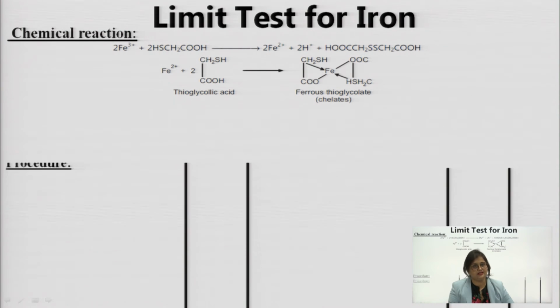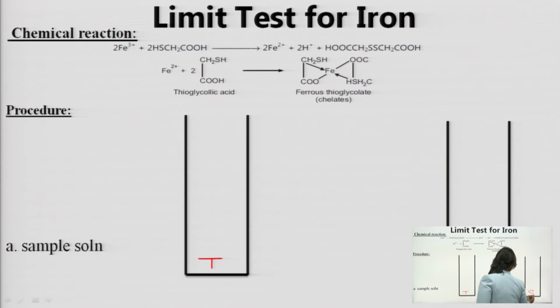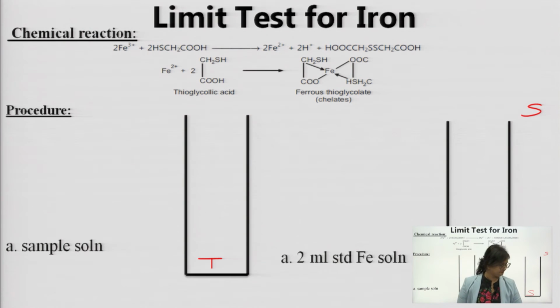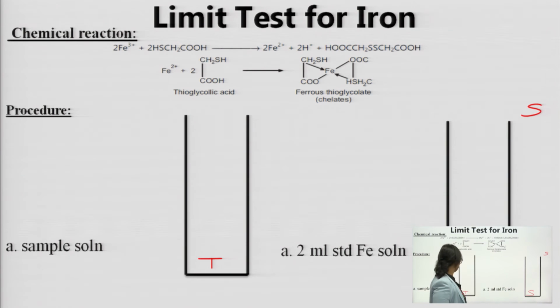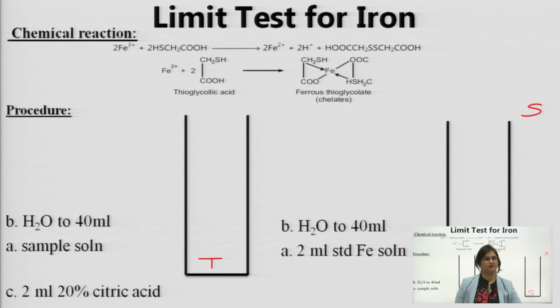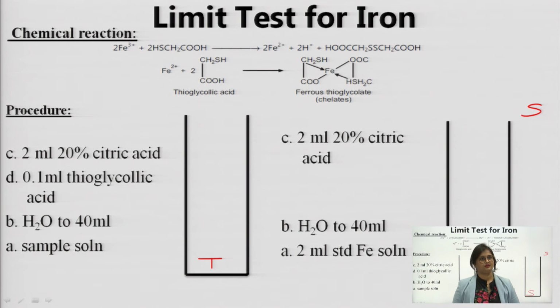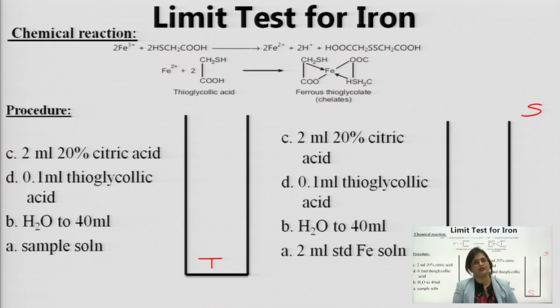Reaction as we have already discussed. We take two Nessler cylinders, one test and one standard. This is our test Nessler cylinder and here we have our standard Nessler cylinder. In one we take the sample solution, in another we take 2 ml of standard iron solution followed by distilled water up to 40 ml. Next we add 2 ml of 20% citric acid. Next we add 1 ml of thioglycolic acid.